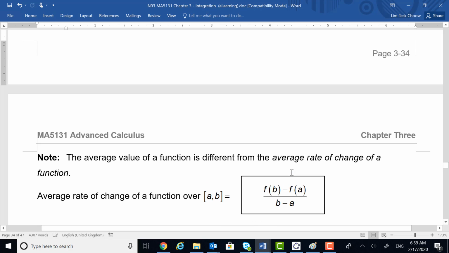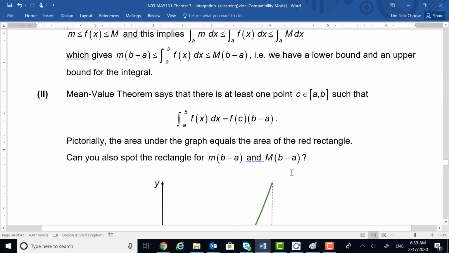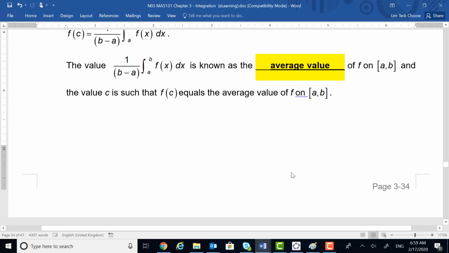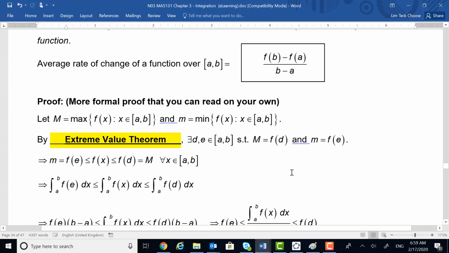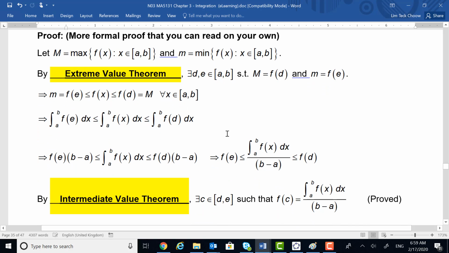So now, for the discussion we had just now about the mean value theorem, a formal proof for the mean value theorem is actually provided here. You can read on your own the formal proof for the mean value theorem. It's not too difficult.